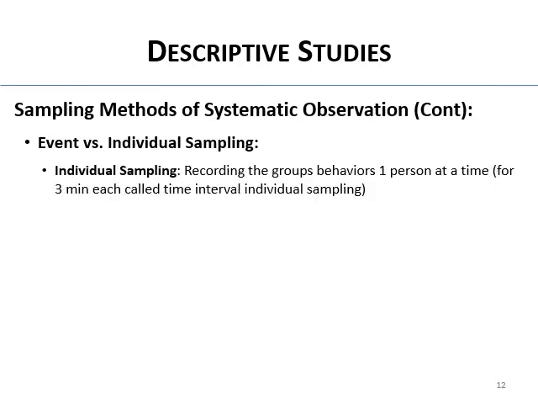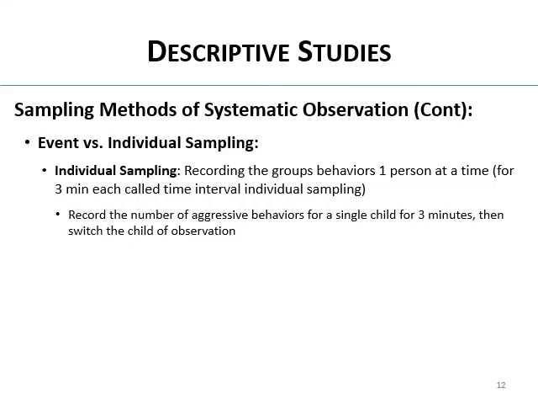So there's also event versus individual sampling. Individual sampling is recording groups' behaviors one person at a time. So for example, for 3 minutes each, which is actually called a time interval individual sample. So you record each person's behavior one at a time, but each person you record for 3 minutes each.